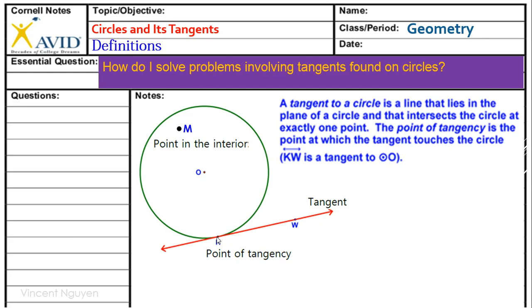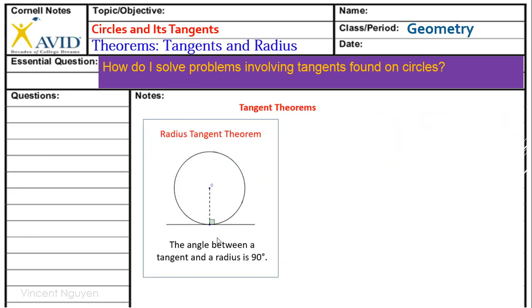The points that are inside the circle are known as the interior points. The center of the circle is point O right here, and any points on the outside of the circle are the exterior points. And the point of tangency, point K, is on the circle because the tangent touches that point, right? We're going to learn about some theorems about this tangent.